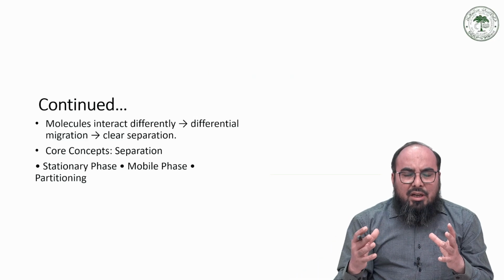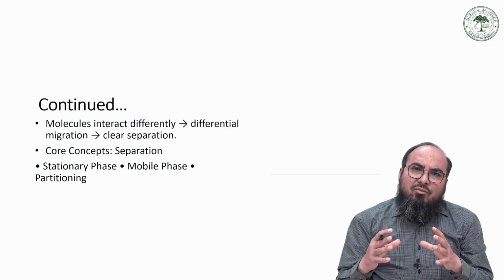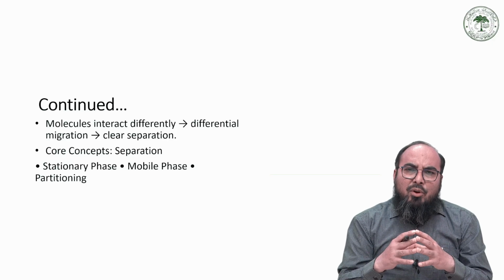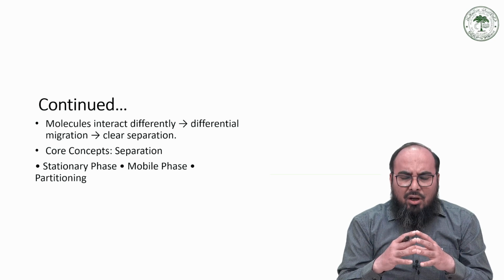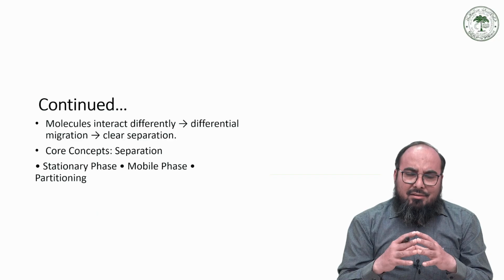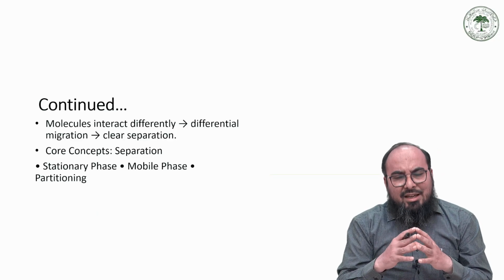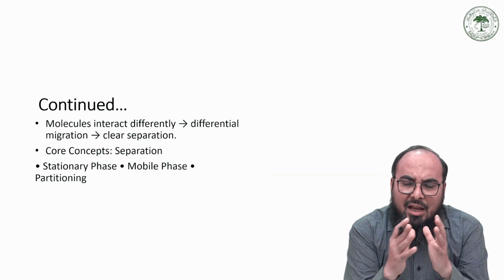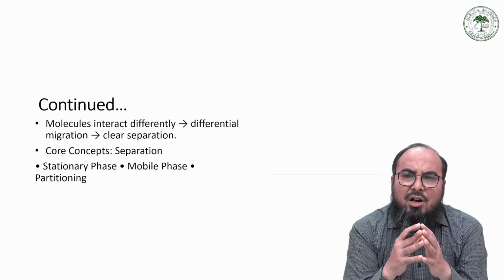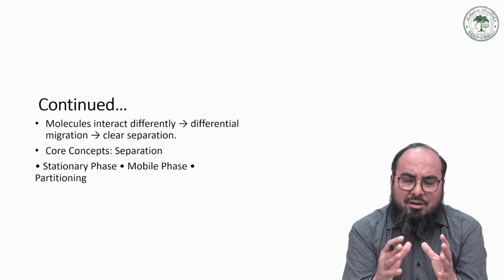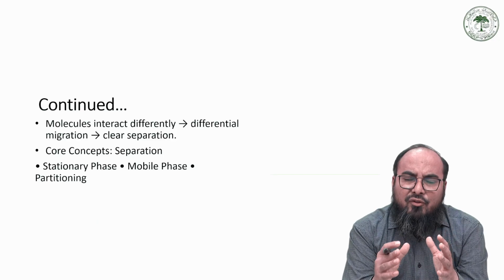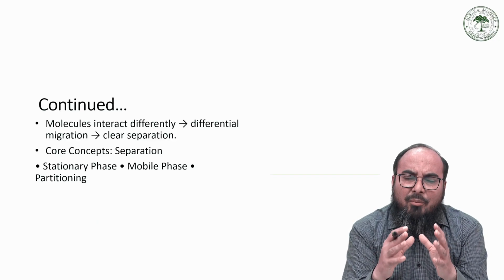So here what happens is that the different components elute from the column at different times because each component interacts with the stationary phase in a different manner, and this is because of the differential migration of the different components.